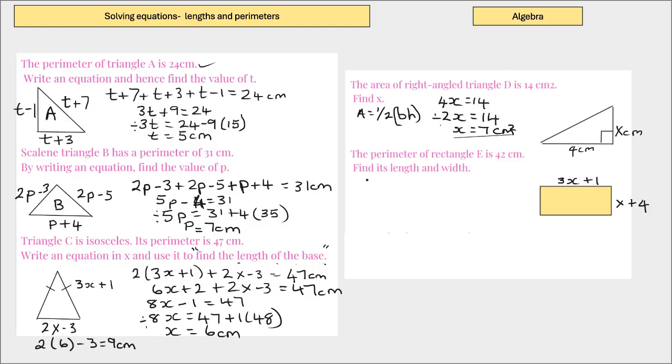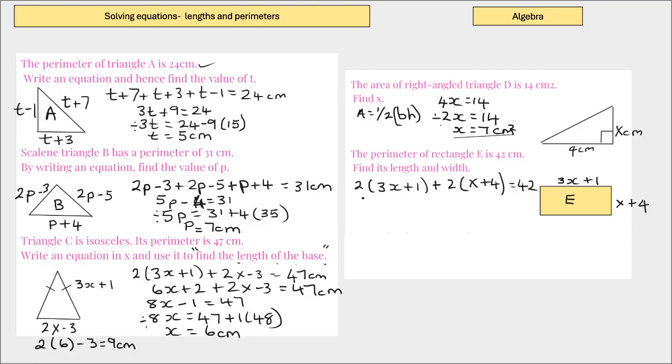And one last one there. The perimeter of the rectangle E is 42 centimetres. So this is asking for the length and the width. So there's 2 extra parts to this. But no problem. Let's start from the beginning. Let's do what we know, what we can see. So we know it's a rectangle. They're the same length and they're the same length. So we're going to do 2 times 3x plus 1 plus 2 times x plus 4. And it equals 42.